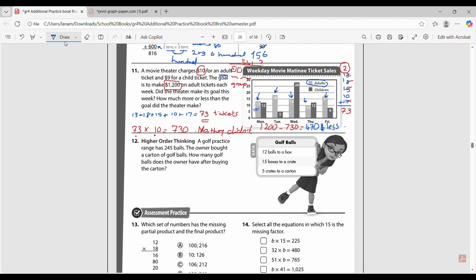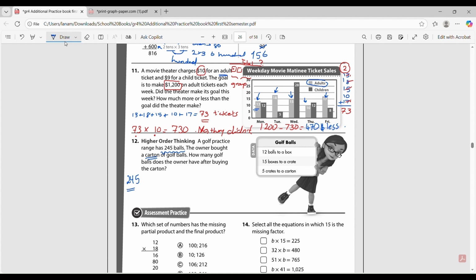Now exercise 12. Higher order thinking. A golf practice range has 245 balls. So they already have 245 balls. We already have these. The owner bought a carton of golf balls. How many? Now we know that he bought one carton. So one carton of golf balls. How many golf balls does the owner have after buying the carton?